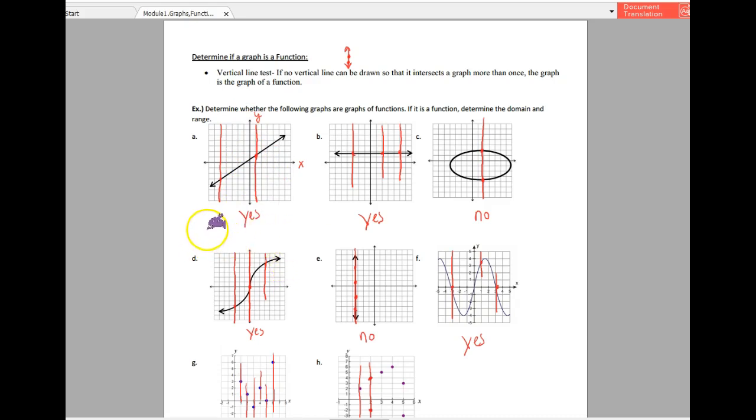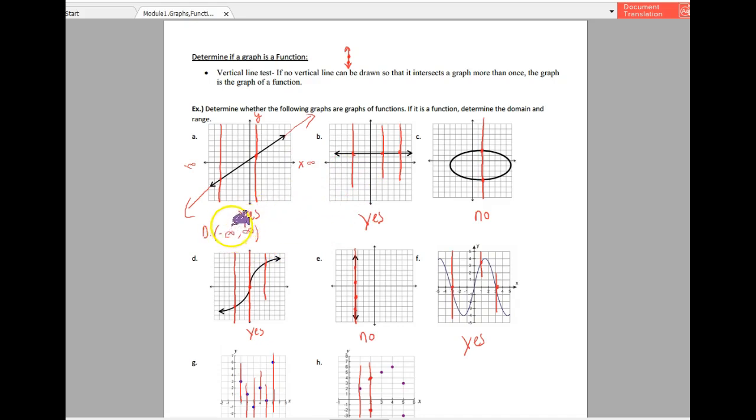So if I want to know the domain of this linear equation, I want to know how far left and right it's going to go. This is going to go forever. So if I continue this graph out, it's going to keep going left and right forever. So I'm going to use negative infinity. This is going to go in the negative infinity direction, in the positive infinity direction forever.